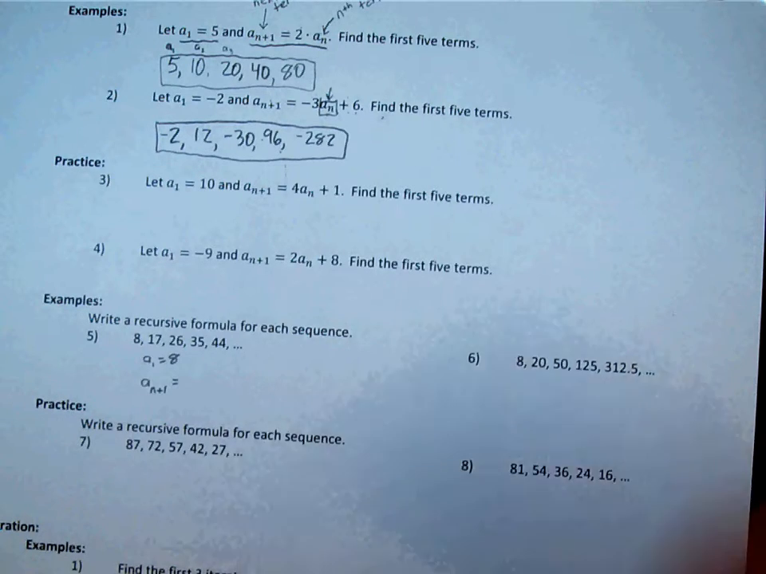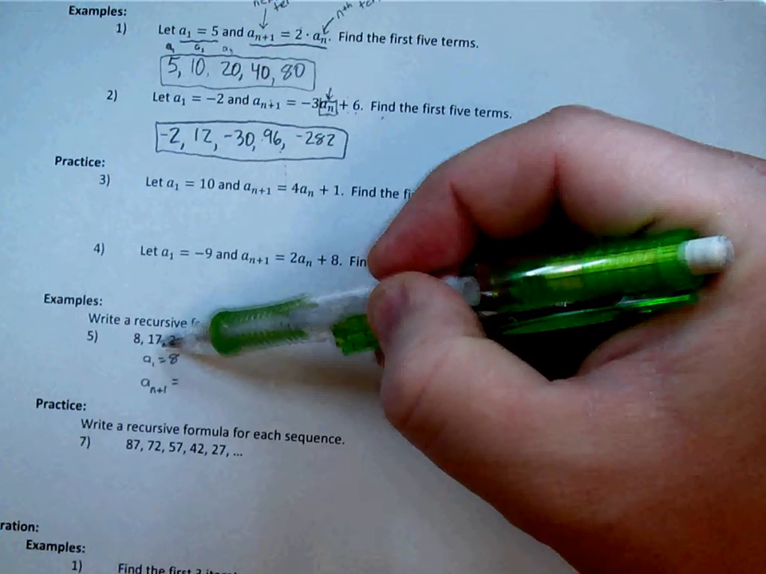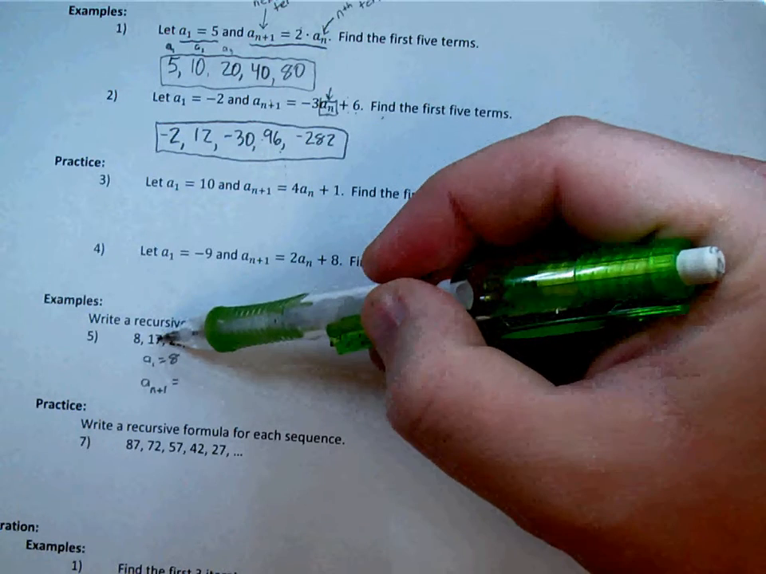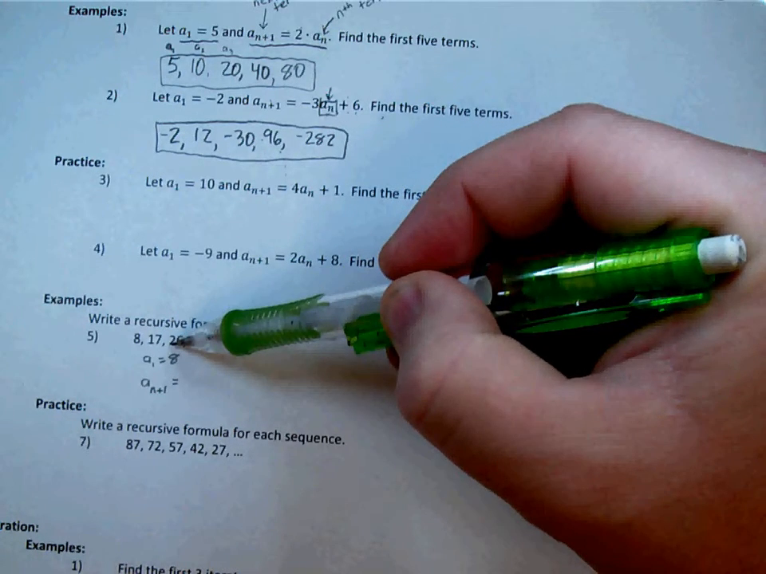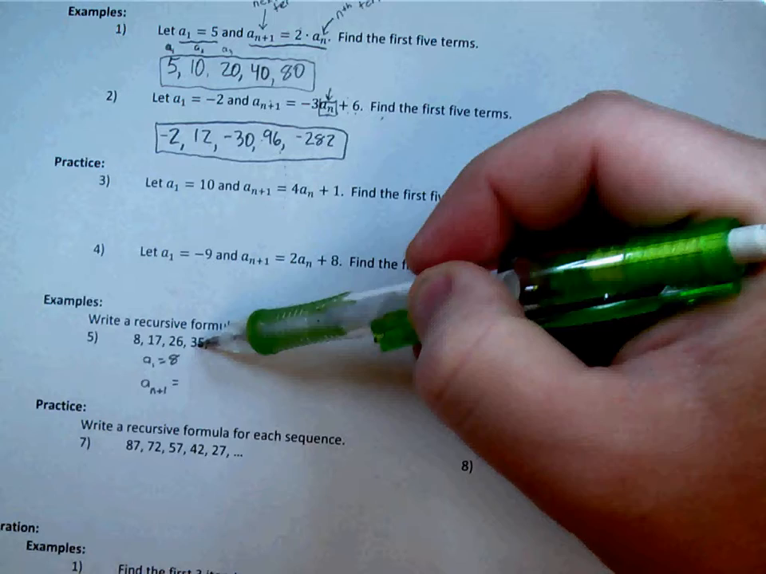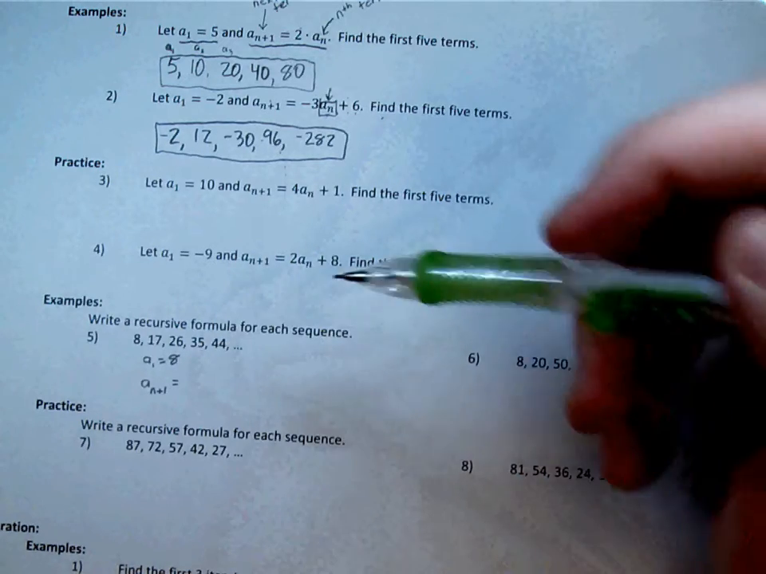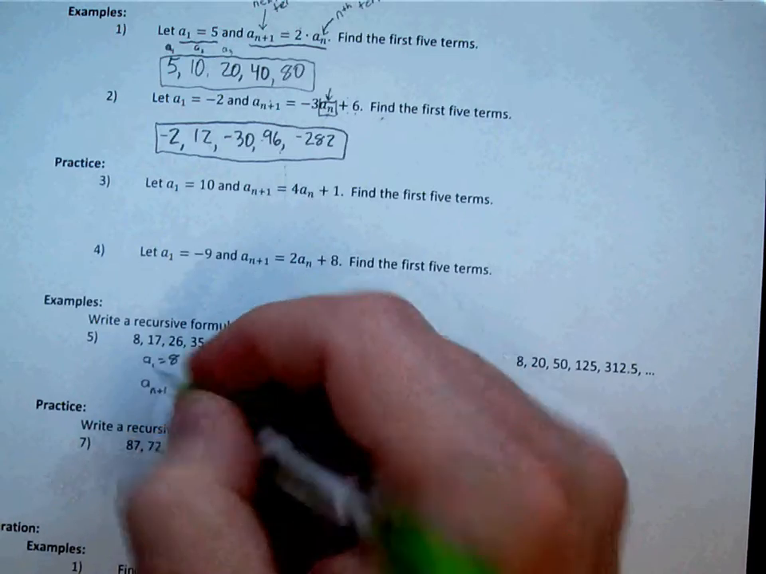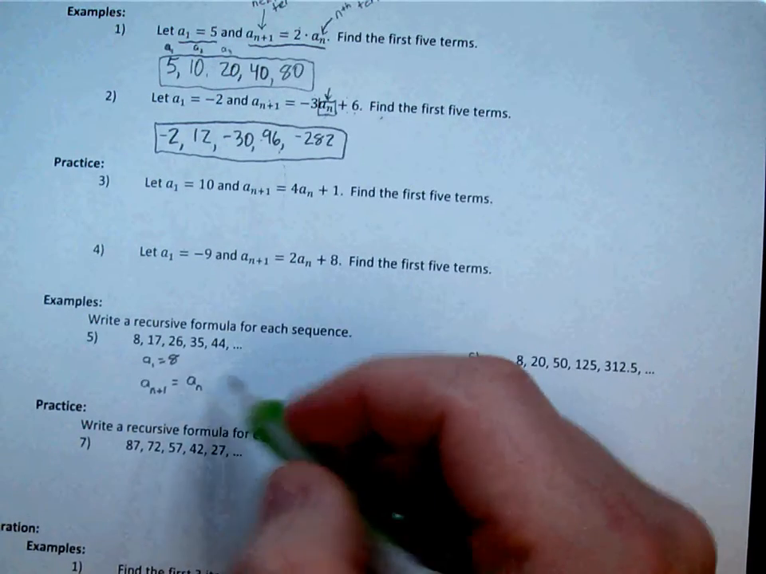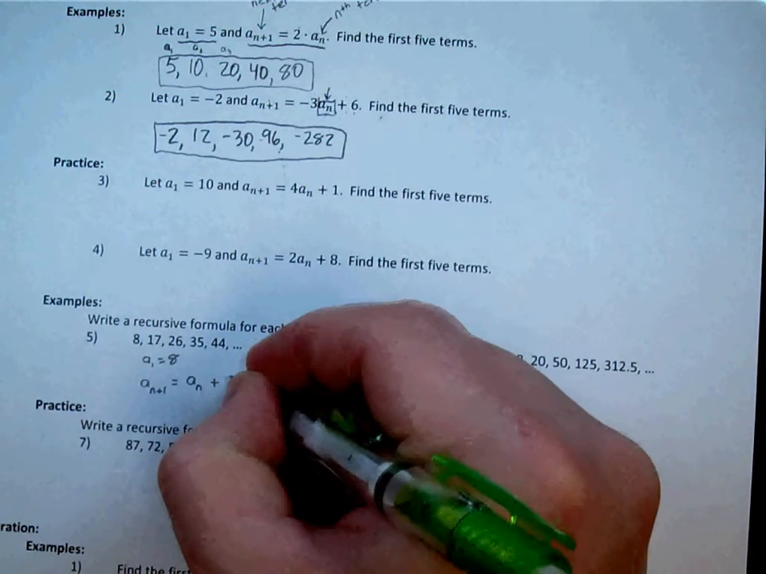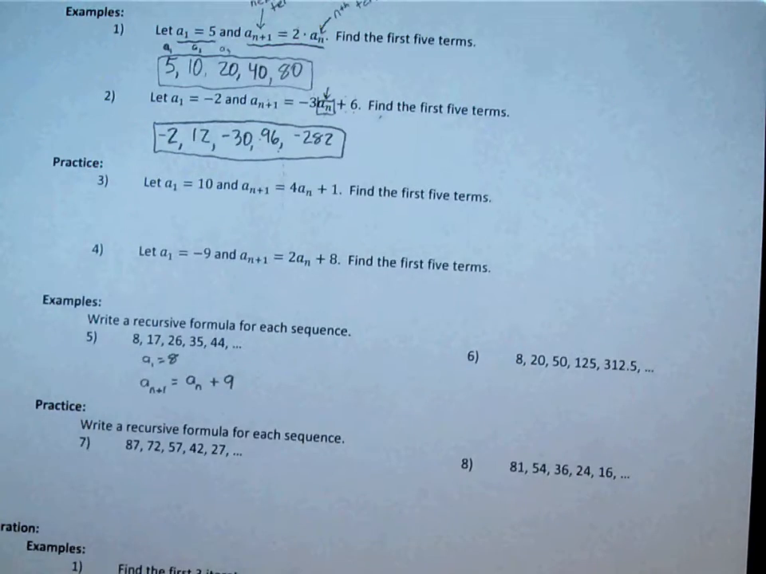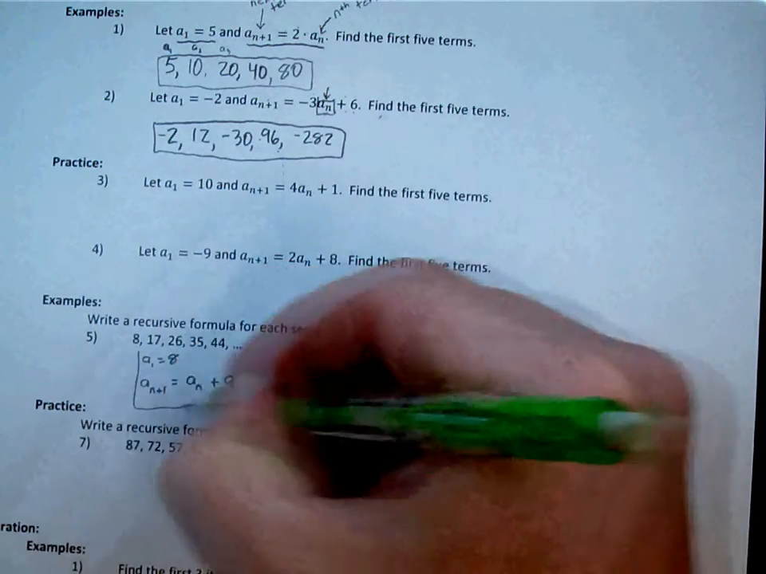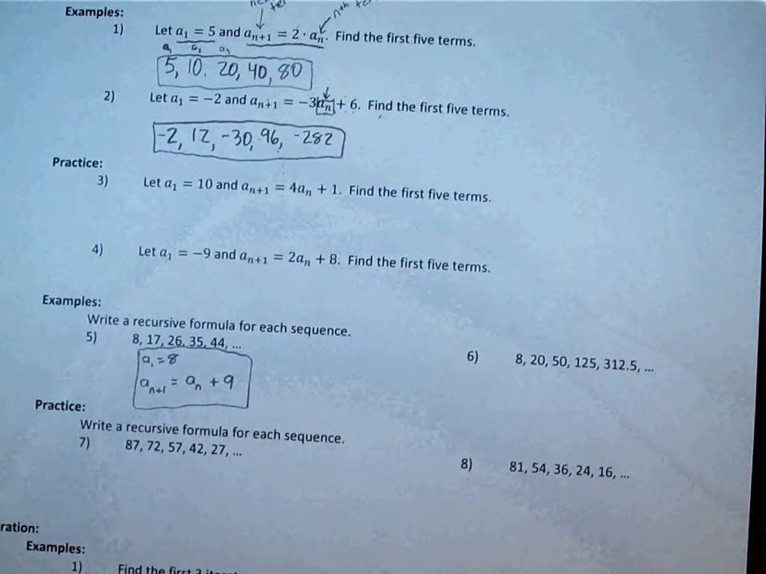So figure out what you do. What do you do to 8 to get 17? Looks like we maybe added 9. From 17 to 26, we added 9 again. Yeah, it looks like this is an arithmetic sequence. We're adding 9, adding 9, adding 9. So what we're doing is taking the term that we currently have, we'll call it a sub n, and you add 9. When you do that, you get the next term, a sub n plus 1. So a sub n plus 9 gives you the next term.